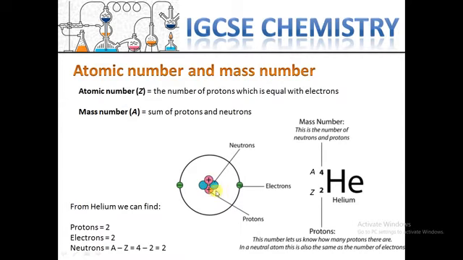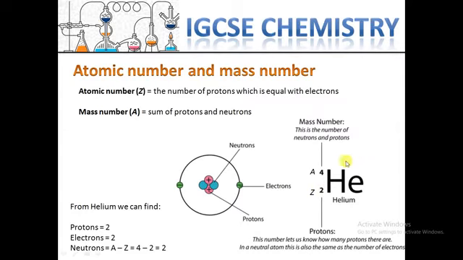The mass number is the sum of protons and neutrons, that means in the nucleus. In the nucleus we have neutrons and protons. The sum of the total number of neutrons and protons is A, which is the mass number. The mass number shows you how heavy or light the atom is. The atomic number shows you the number of protons or the number of electrons, no difference because these two are the same.